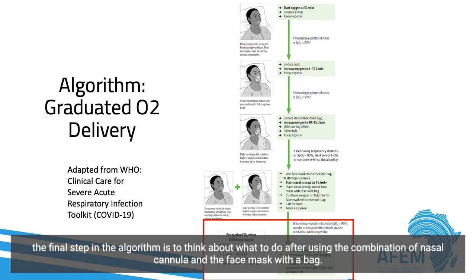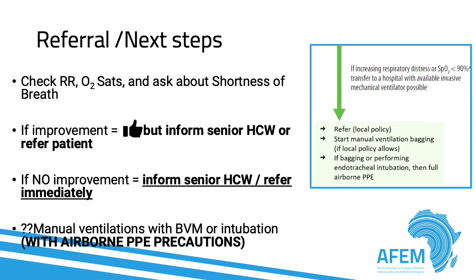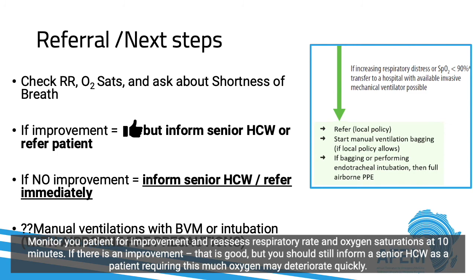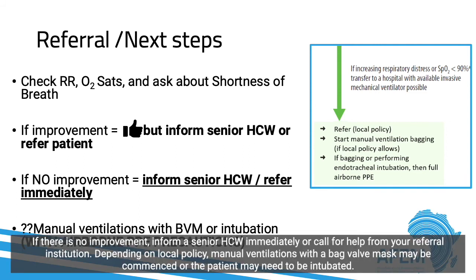The final step in the algorithm is to think about what to do after using the combination of nasal cannula and the face mask with a bag. Monitor your patient for improvement and reassess the respiratory rate and oxygen saturations at 10 minutes. If there is an improvement, that is good, but you should still inform a senior healthcare worker, as a patient requiring this much oxygen may deteriorate quickly. If there is no improvement, inform a senior healthcare worker immediately or call for help from your referral institution.